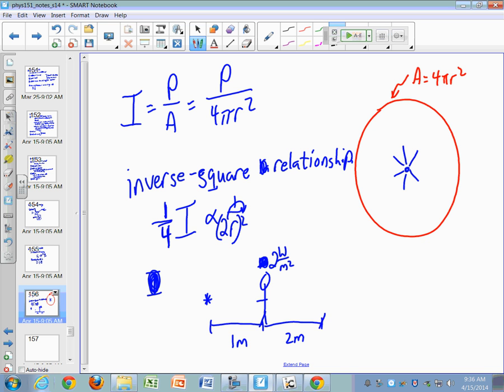So if I were to move 2 meters away, my new intensity would not be 2 watts per square meter, it would be what? It would be a half, right? So it would be 2 over 4 watts per square meter, or a half of a watt per square meter. Okay?